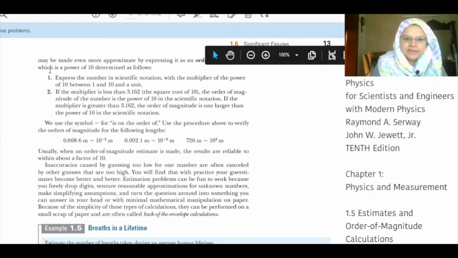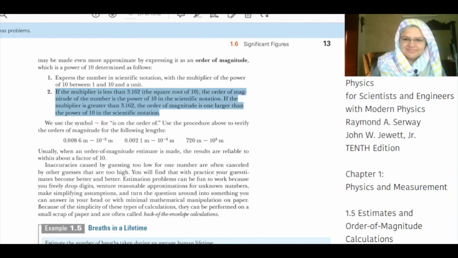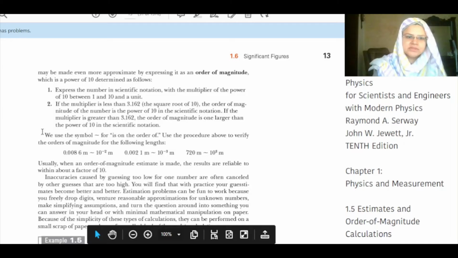Express the number in scientific notation with the multiplier of the power of 10 between 1 and 10, and a unit. If the multiplier is less than 3.162, the square root of 10, the order of magnitude of the number is the power of 10 in the scientific notation. If the multiplier is greater than 3.162, the order of magnitude is 1 larger than the power of 10 in the scientific notation. We use the symbol ~ for "is on the order of."